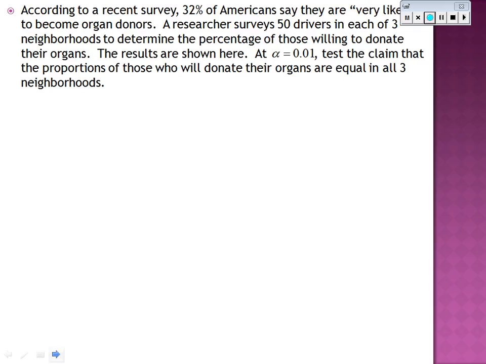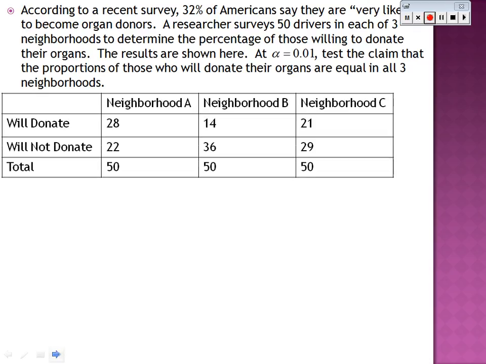So we have a recent survey. 32% of Americans say they are very likely to become organ donors. A researcher surveys 50 drivers in each of 3 neighborhoods to determine the percentage of those willing to donate their organs. The results are shown here. At alpha 0.01, test the claim that the proportions of those who will donate their organs are equal in all 3 neighborhoods. So each neighborhood is seen here as a different population. So they want to know if the proportions are going to be equal for each of those neighborhoods. That's what we're looking for.